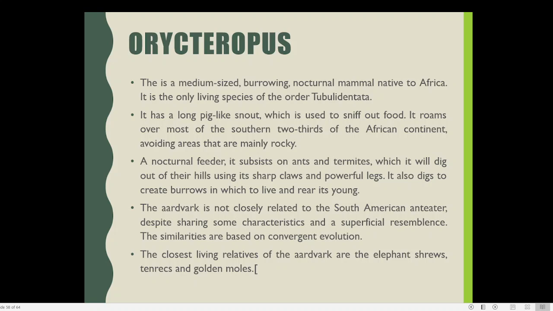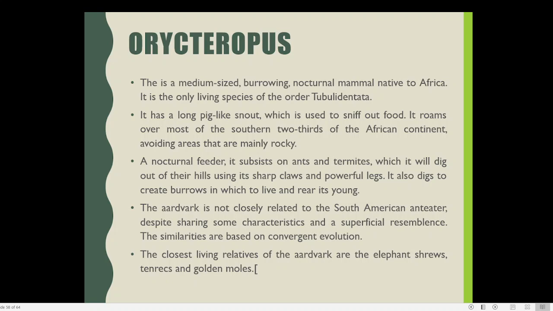Africa is a very large continent. Out of that, in nearly 75% of the African continent, you can find this aardvark or Orycteropus, avoiding rocky areas. In a major portion of Africa, especially in the southern portion, we can find this aardvark. Then it is a nocturnal feeder. Nocturnal feeder means active during night, and subsist means feed primarily on ants and termites.